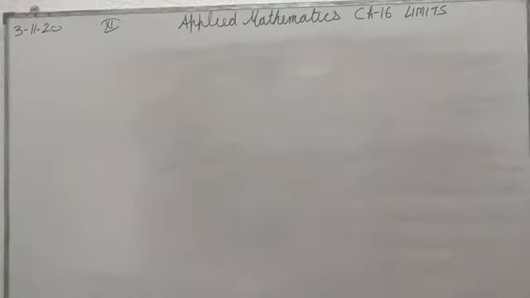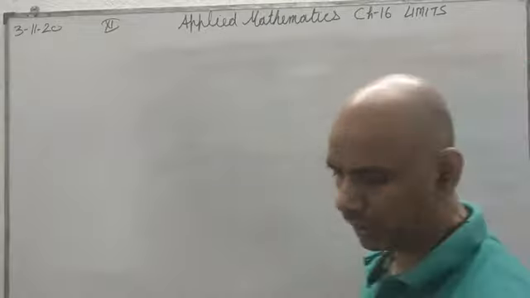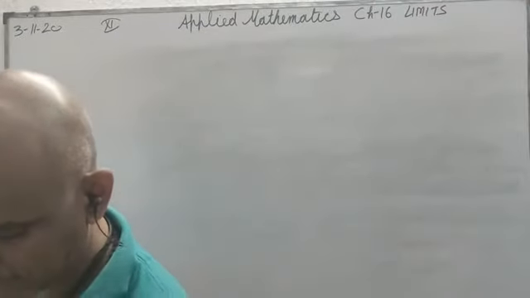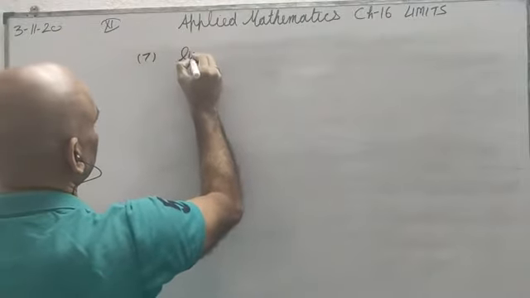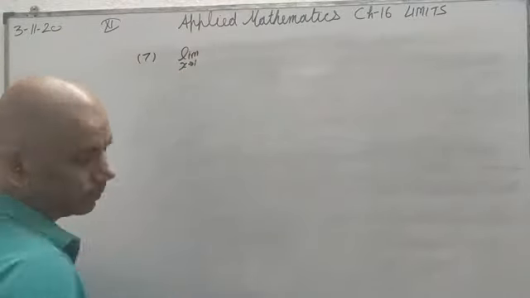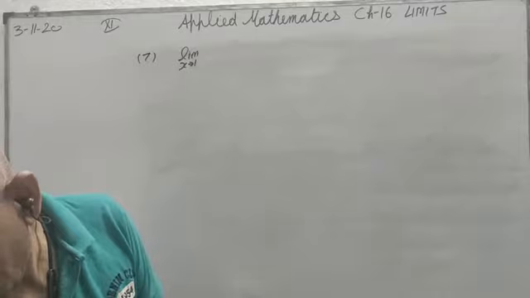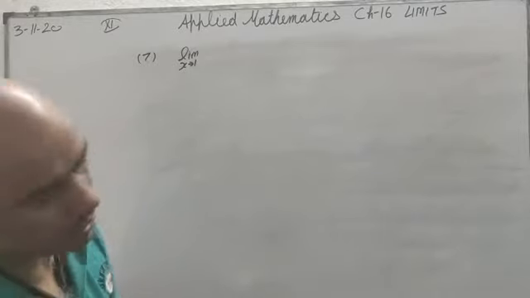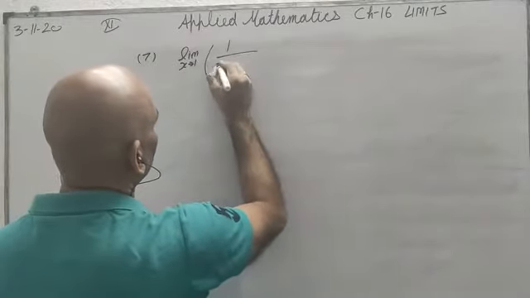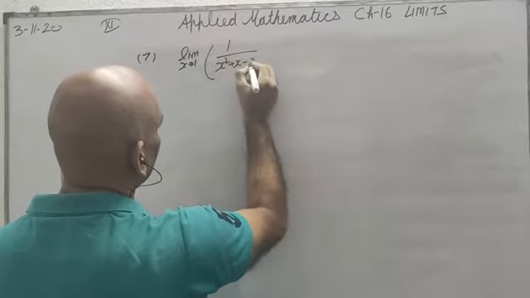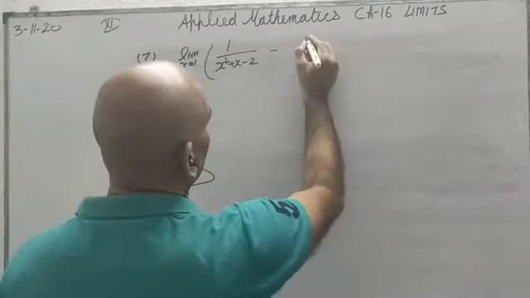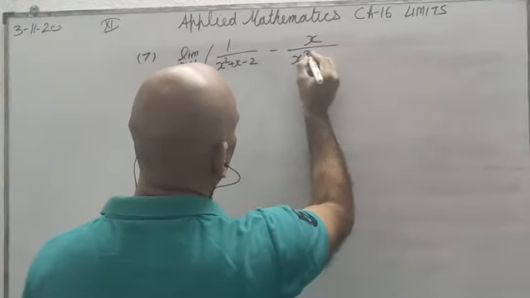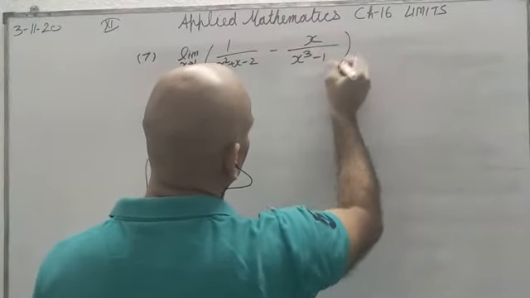Now let me see example number 7. Example number 7 is limit x tends to 1, 1 upon x square plus x minus 2, minus x upon x cube minus 1.